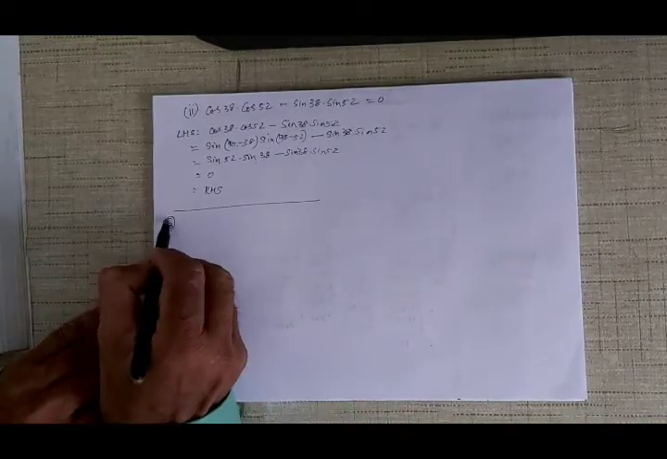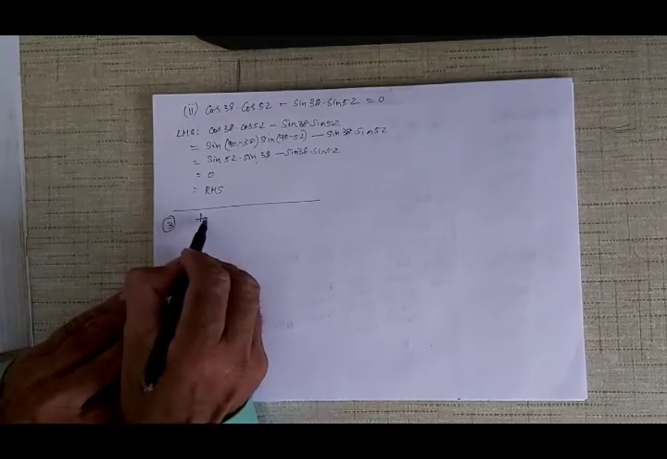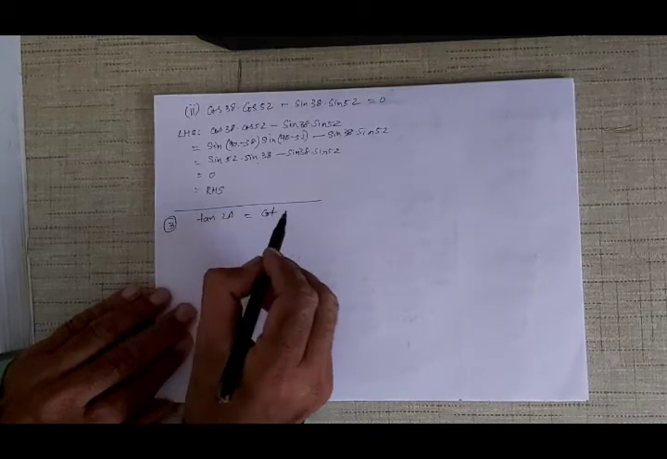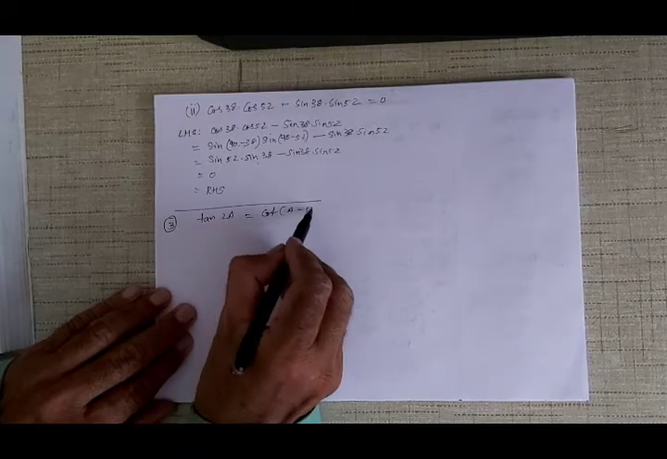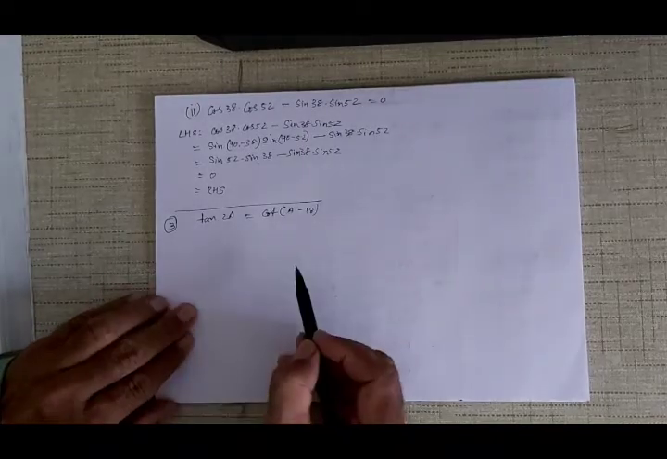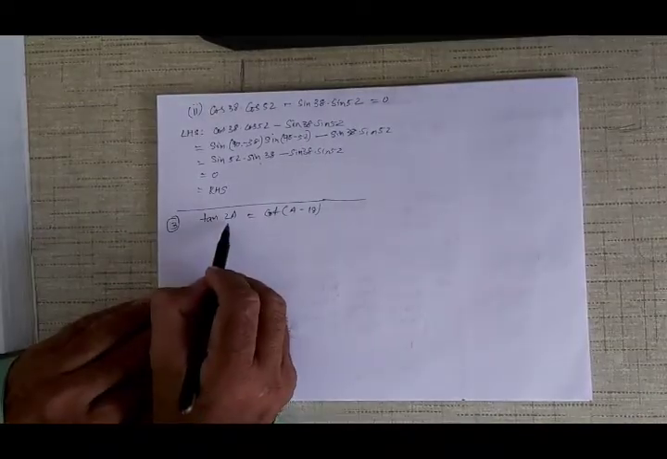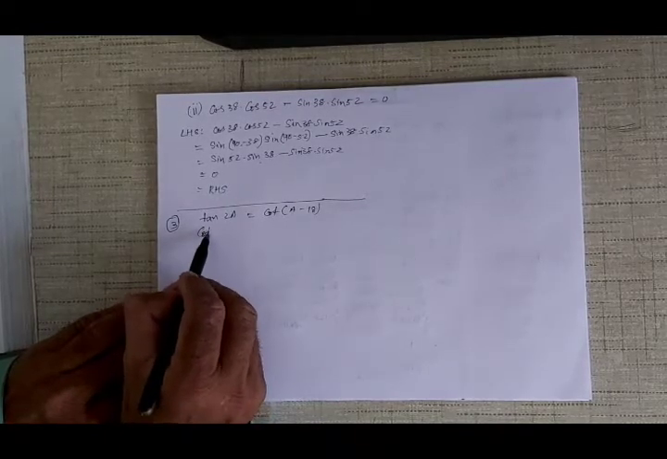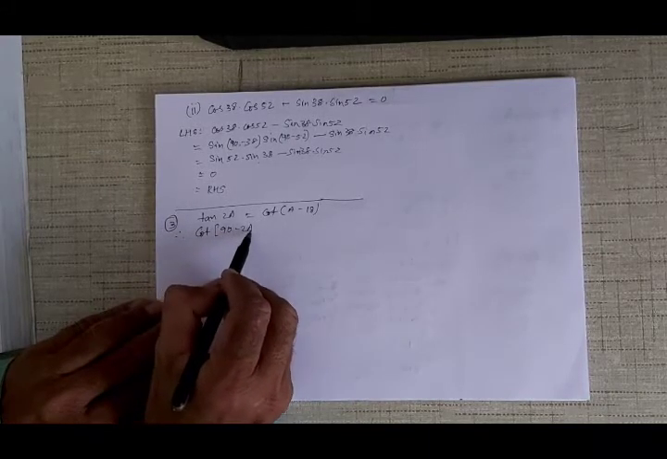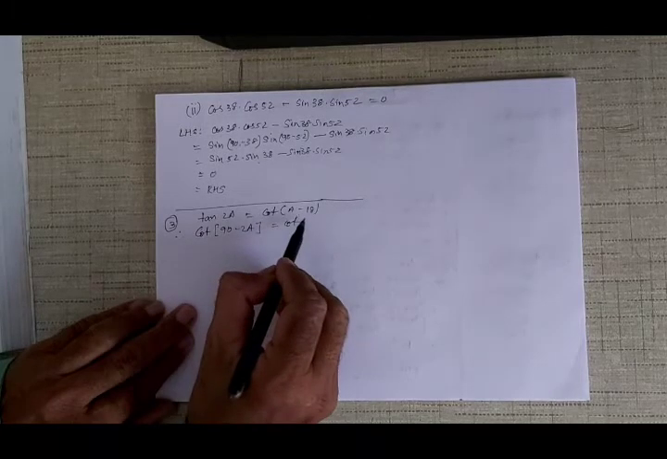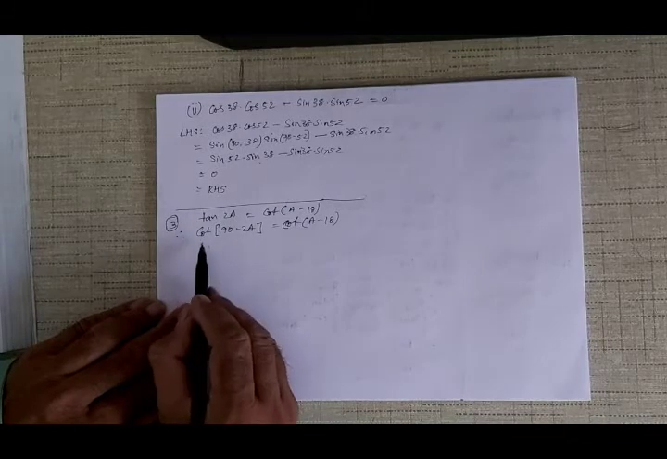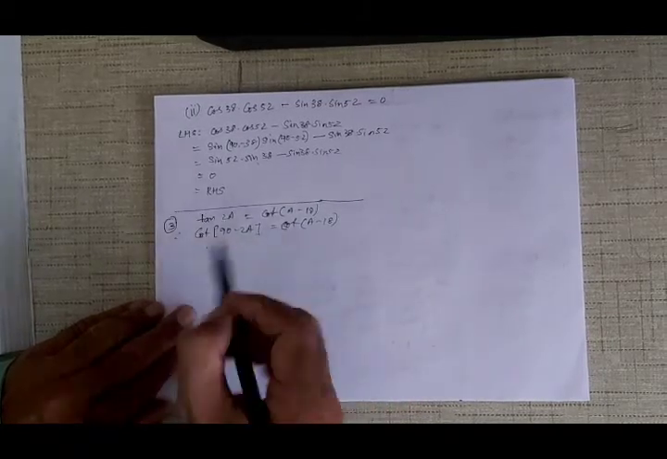All right, third question. If tan 2a is equal to cot a minus 18, where 2a is an acute angle, find the value of a. Now to find the value of a, change one of them. I am not going to change both, so I am going to change tan. Therefore cot 90 minus 2a is equal to cot a minus 18. See, I left cot as it is, only changed tan into cot. Don't change both. Both sides have cot, so cot will cancel.